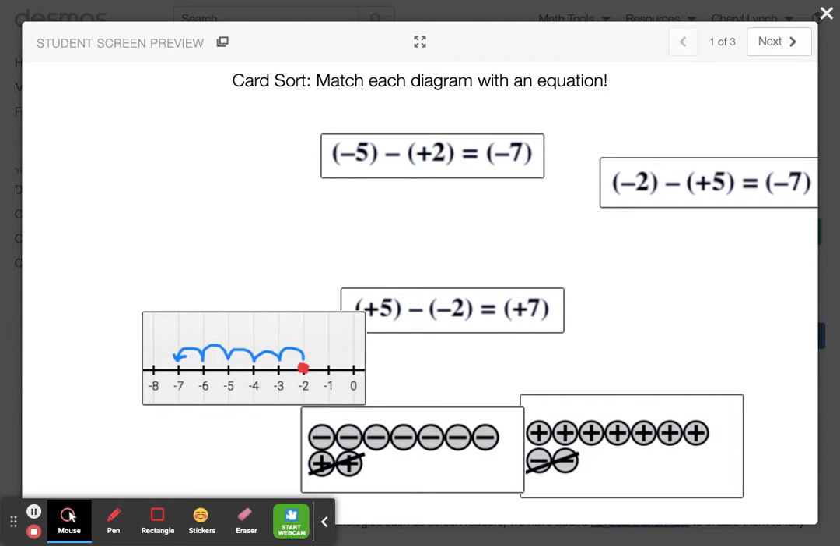Hello, this video is to help support you with the Desmos activity 7.4. So in this activity, the first slide, we're going to do a card sort. So we're matching.